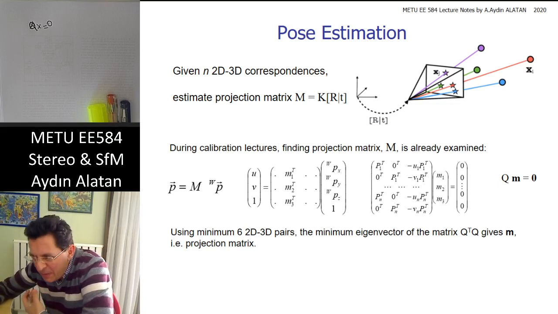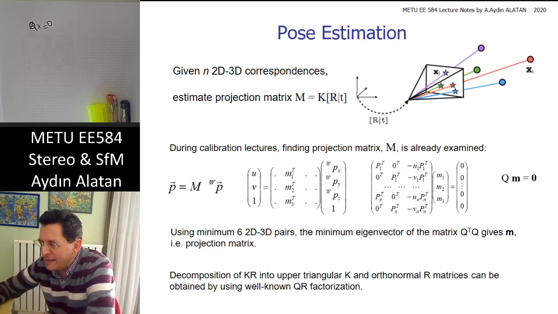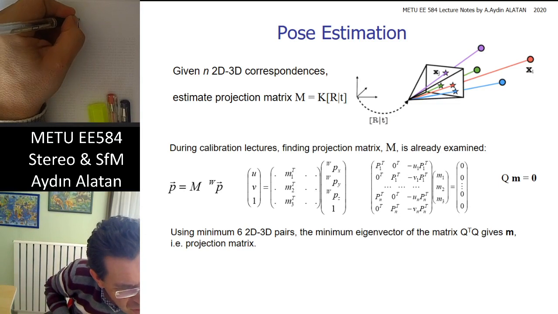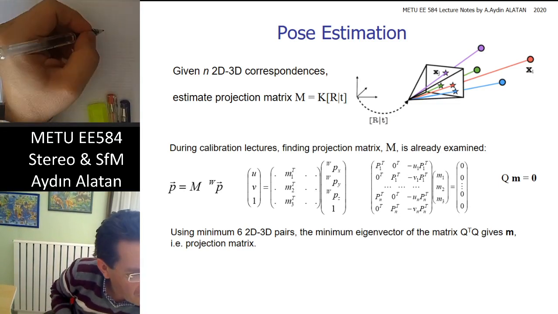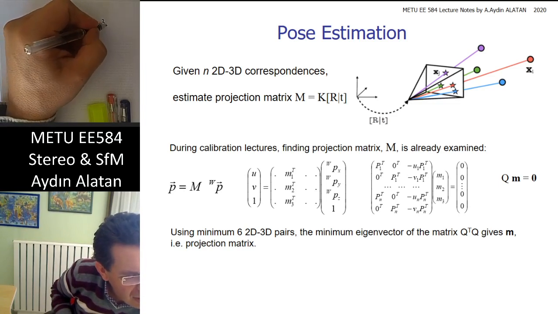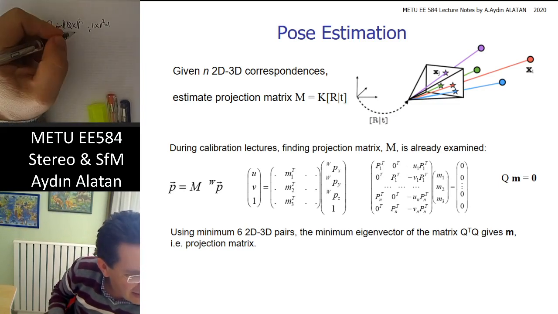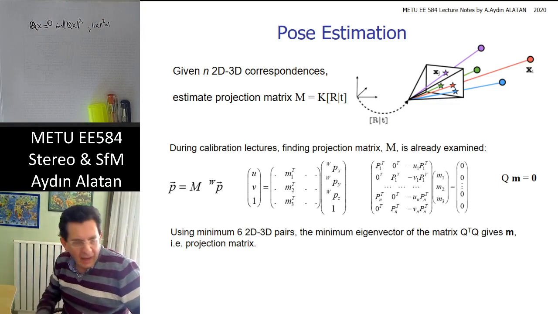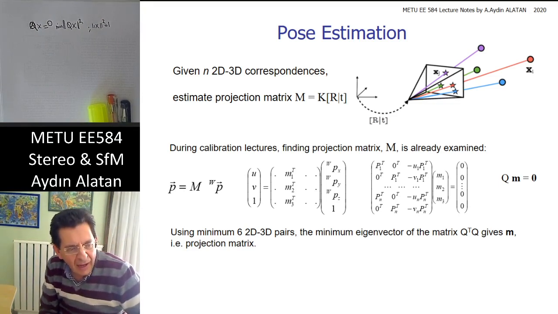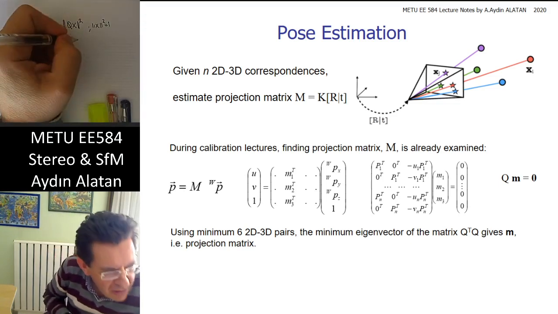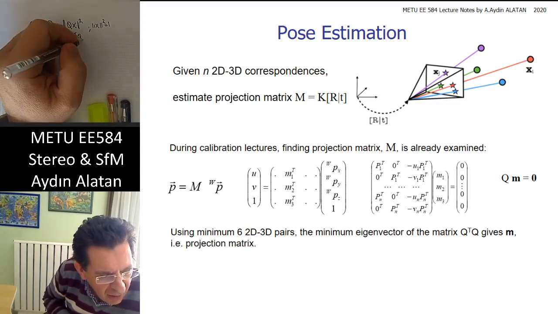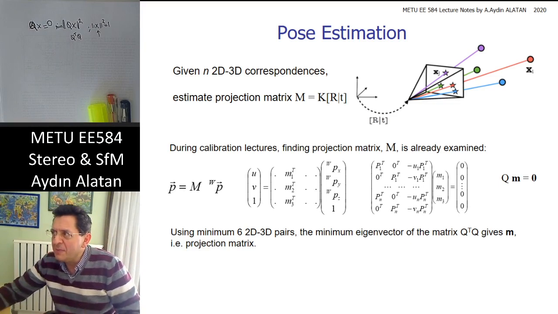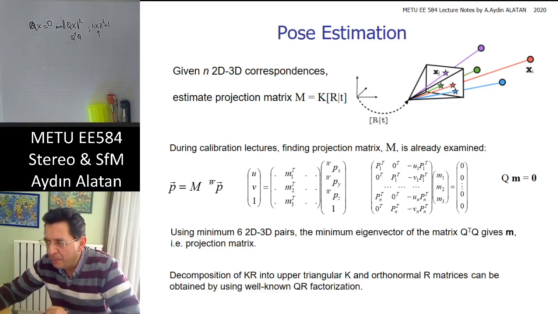And as we did before, this problem can be converted to a minimization of this thing, with this constraint, and we have already seen that at the end one can show that the solution is the eigenvector of Q transpose Q. The minimum eigenvalue and the corresponding eigenvector is our X. Okay, we did this before during our calibration part.